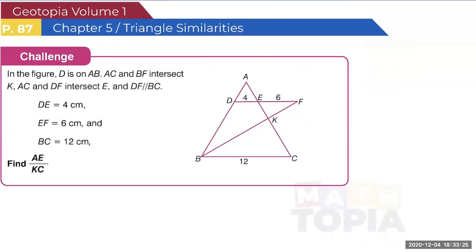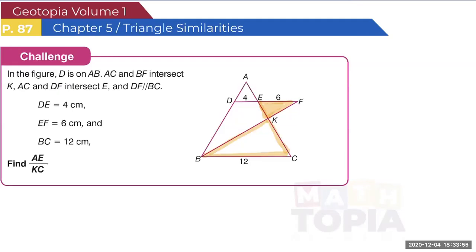Page 87, another side challenge problem. Let's see. I smell bow tie, Andrew. What do you think? I also see bow tie. This one's actually nice because it combines bow tie and similar triangles. So let's look first at the similar triangles. We have this triangle ADE and triangle ABC.